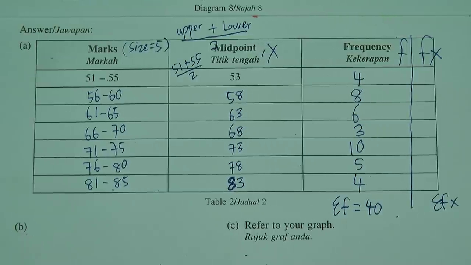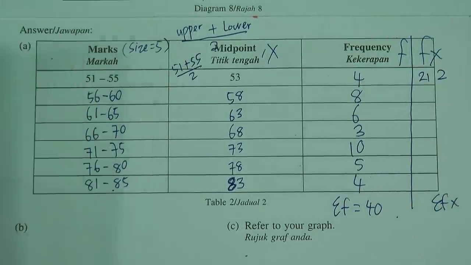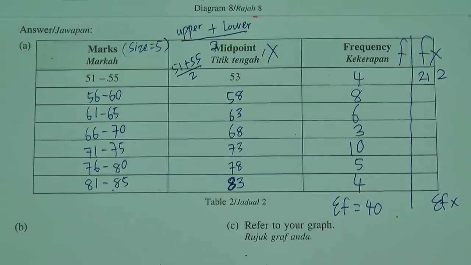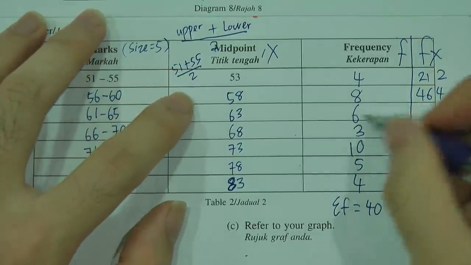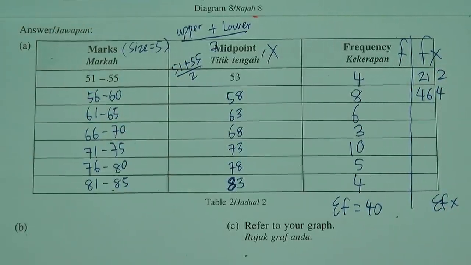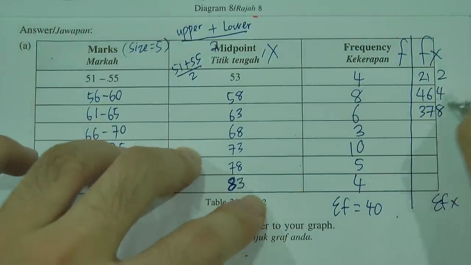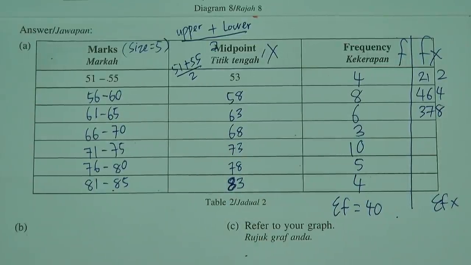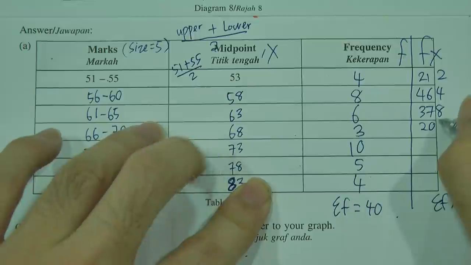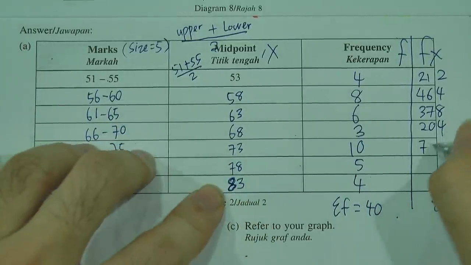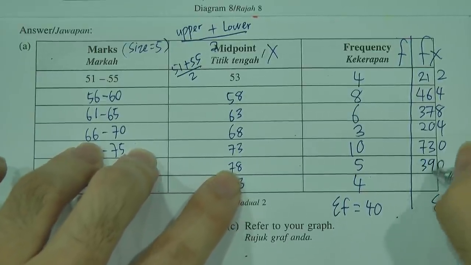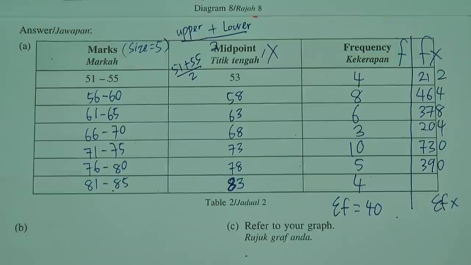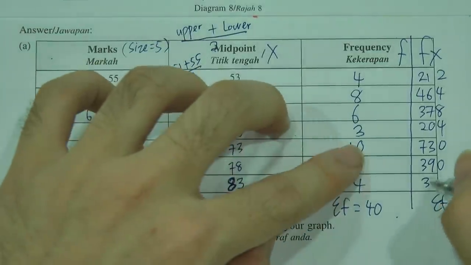53 multiple 4 will give me 212. Okay, 58 multiple 8 will give me 464. And then this one will be, okay, 63 multiple 6. 63 multiple 6 will be 378. Okay, 68 multiple 3 will be 204. And 73 multiple 10, this is 730. This one multiple 6 is 390. Okay, 83 multiple 4, 332.